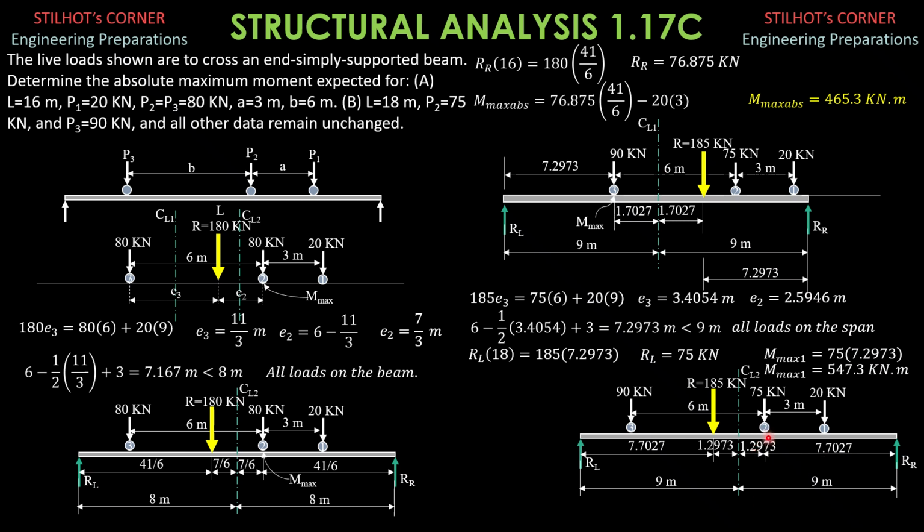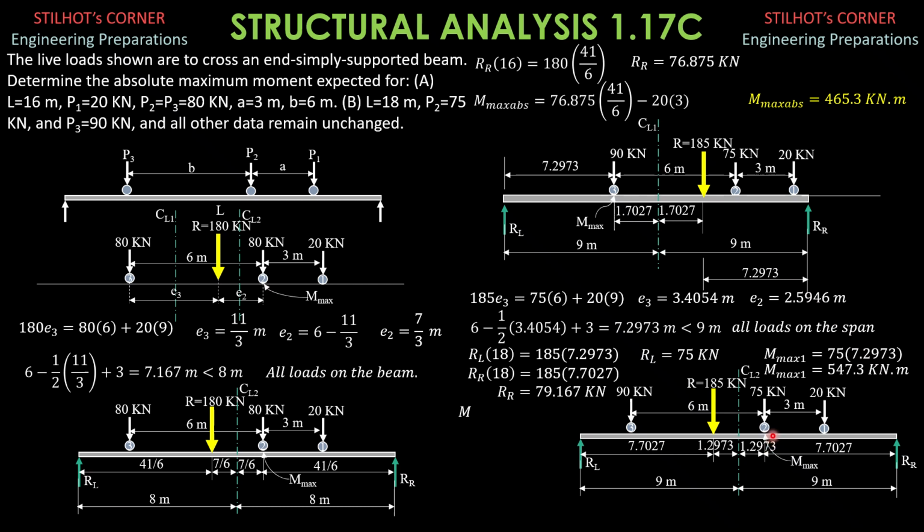So the maximum moment occurs here. Let's consider forces to the right. Maximum moment 2 is R sub R times 7.7027 minus 20 times 3. So let's solve for R sub R. Summation of moment about the left equals 0. R sub R times 18 equals 185 times 7.7027. So R sub R is equal to 79.167 kilonewtons.